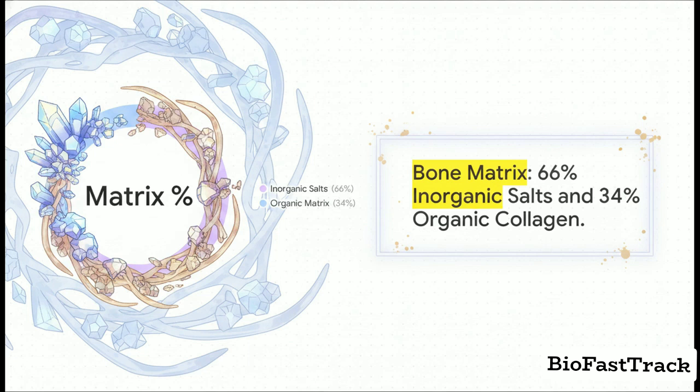This is what gives your bones that incredible hardness to resist compression. The remaining 1/3, or 34%, is the organic matrix, which is mostly collagen fibers. And this organic part is absolutely critical because it provides tensile strength and flexibility. Without it, your bones would literally shatter like glass under pressure.